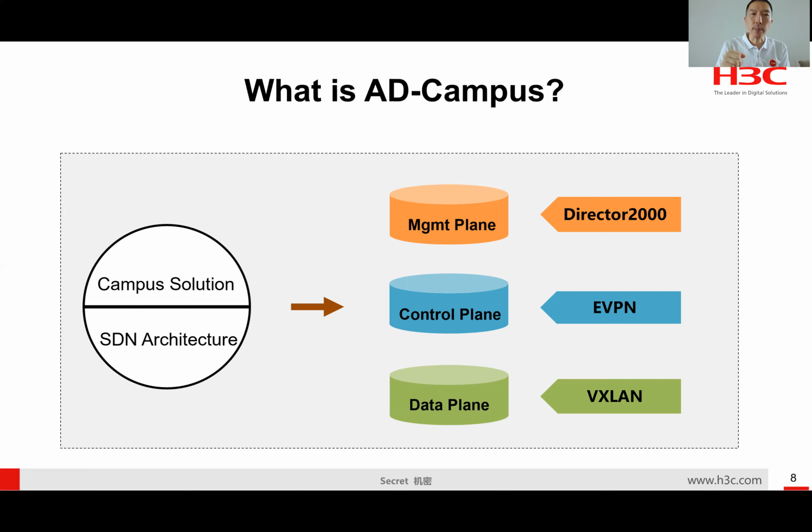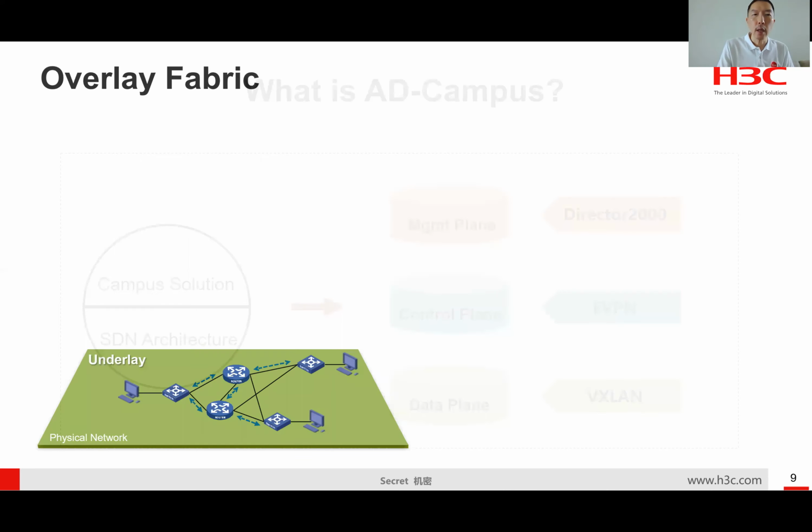In terms of the data plane, we are using VXLAN. In terms of the control plane, we are using EVPN technology. And of course, the management plane, which is the core brain of the whole network. That means the Director 2000 is the software, just like your brain. You control your whole body, you manage everything, right? So the Director is the intelligence, the smartest solution component in the ADCampus.